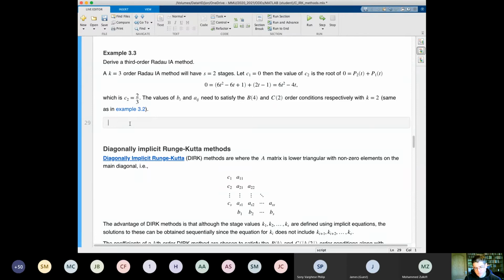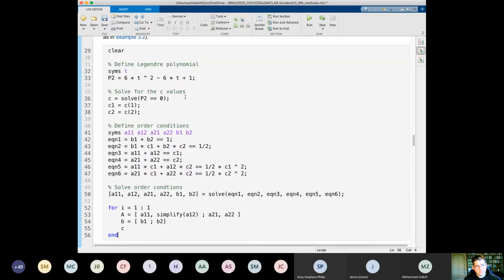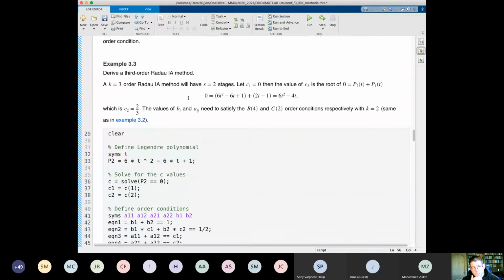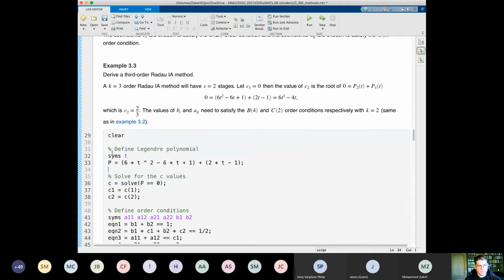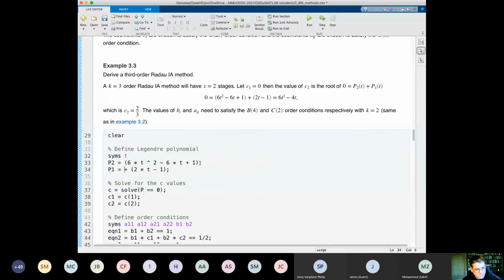Because it's the same as the previous example, I'm going to paste in what I copied from example 3.2. The only thing I'm going to have to change is down here, where I'm going to have to add some brackets around. This first one was my P2 from before, and I'm going to call it P1 instead, because, strictly speaking, it's not P2. I'm going to make slight changes just to be accurate.